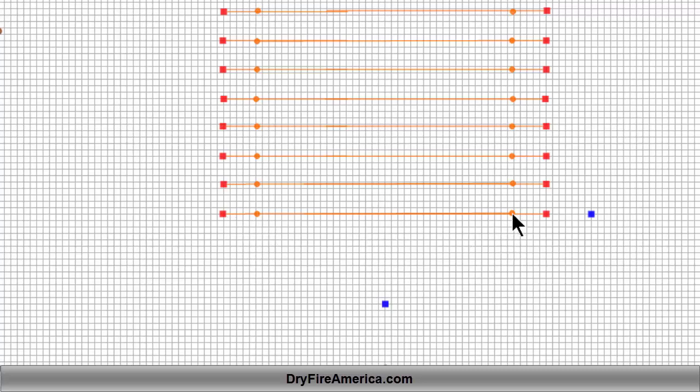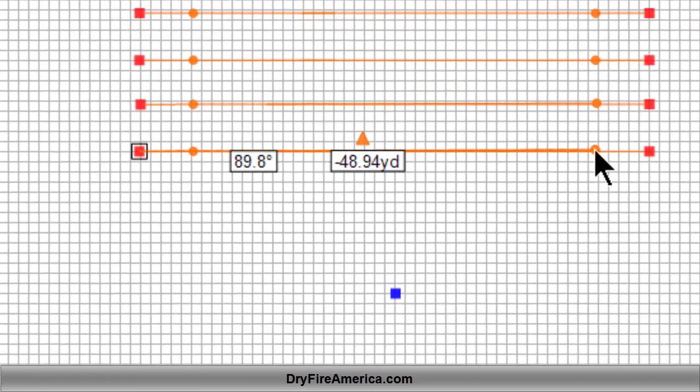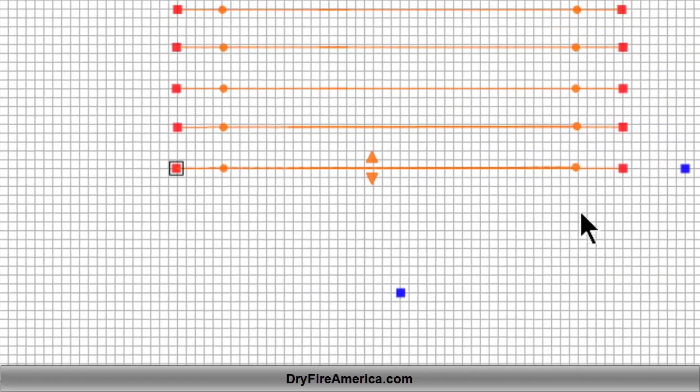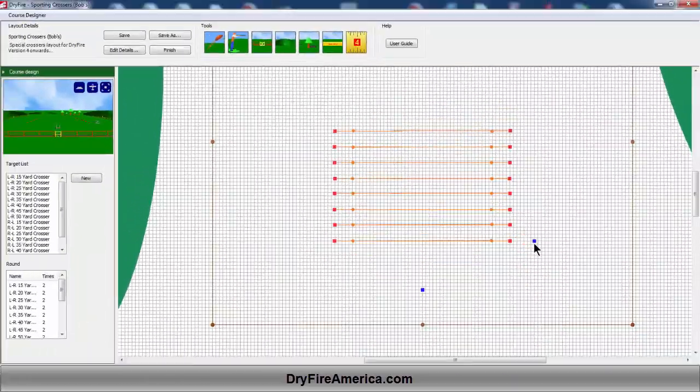And in fact, if I click where it touches the ground, notice that two things come into play. In the middle, it says that the clay is going to fly 48.94 yards at an angle of 89.9 degrees. And I can click and drag, and I'm just moving my cursor ever so slightly. I'm going to try and change that to 90.0. And I'm struggling to do that. I'm going to leave it, that's close enough. Okay, now we're going to move on, and we're going to create a new target.